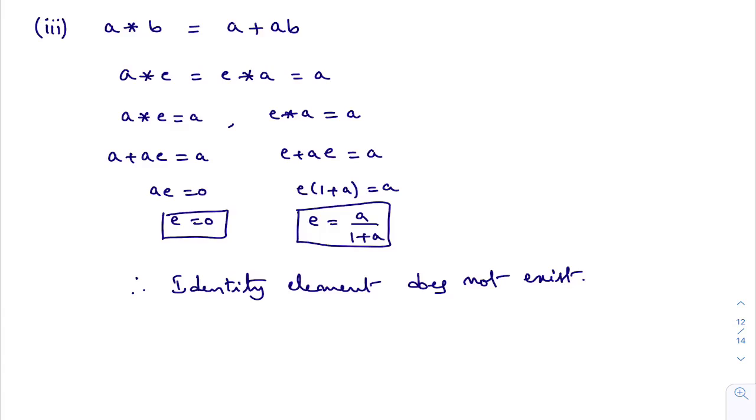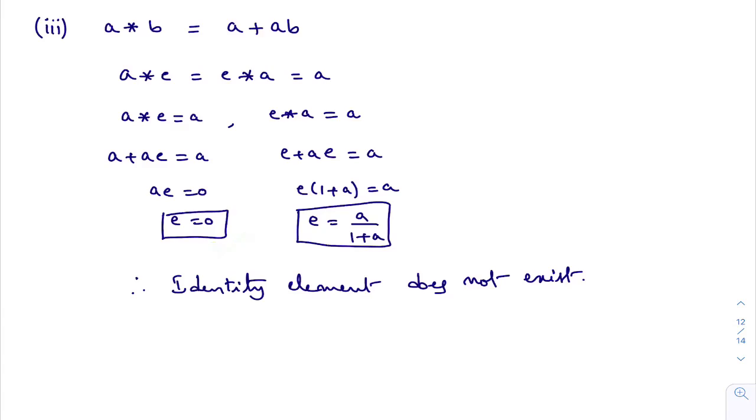See here, first I take A star E equal to A. What is A star E? As per this definition, A star E is A plus AE. A plus AE equal to A. Now, you take A to this side. AE equal to A minus A, which is 0. E is 0 by A. 0 by A is 0. So, the identity element is 0. You need to check one thing here. The identity element must be a rational number, because this star operation is on the set of all rational numbers.